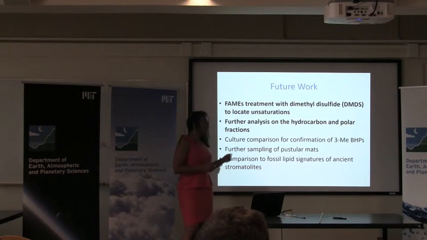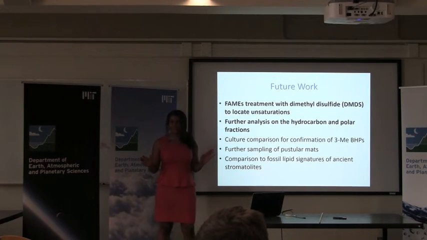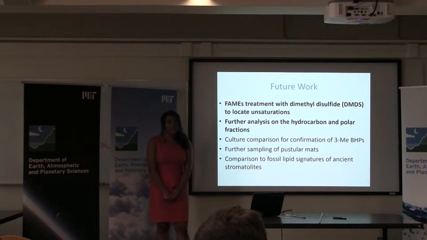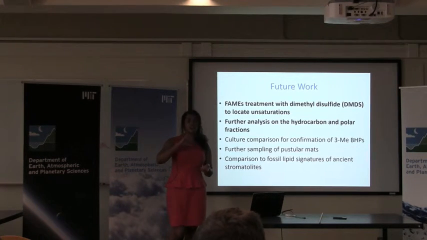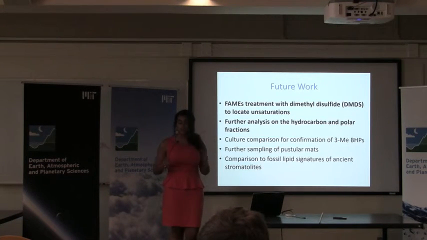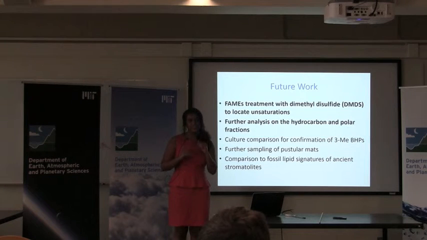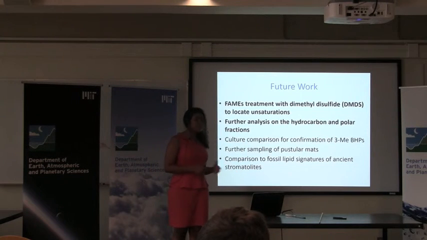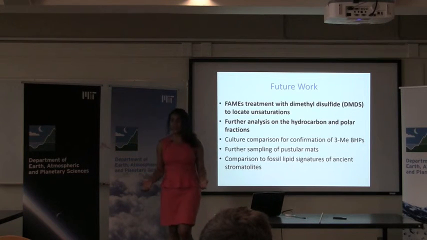And then hopefully, this one should be italicized. Hopefully we'll get the culture before I leave, so we can compare and see if we can confirm the 3-methyl BHPs. And then I think it'd be really interesting to have further sampling of the pustular mats, because the pustular mat that I had was just one sample, as opposed to being separated into different depths. I think it'd be really interesting to understand the oxygen diffusion and how that works at different depths, especially in relation to colloform mats, to see what the difference is between the two of them. And then, of course, the overall goal is comparing these signatures from these modern lipids to ancient stromatolites and understanding a bit more about the environment in which these stromatolites were forming and a bit more about the community dynamics at that time.